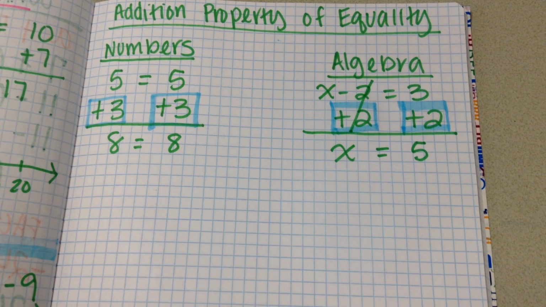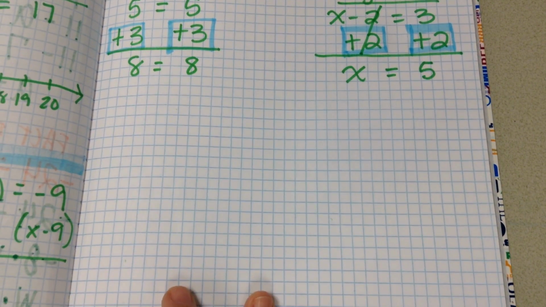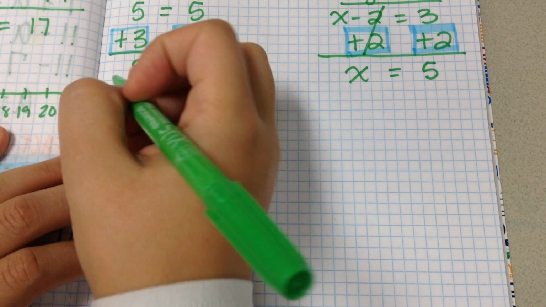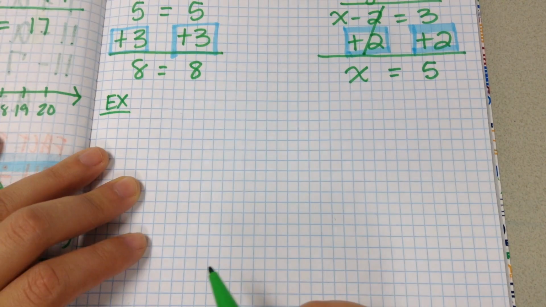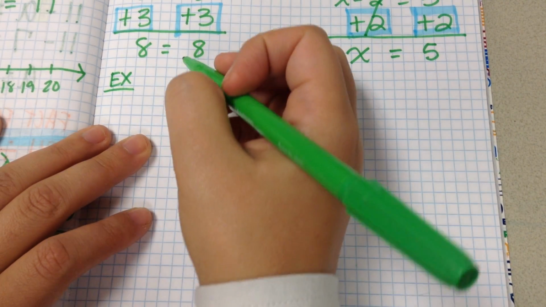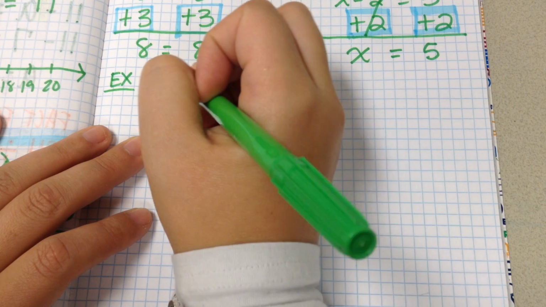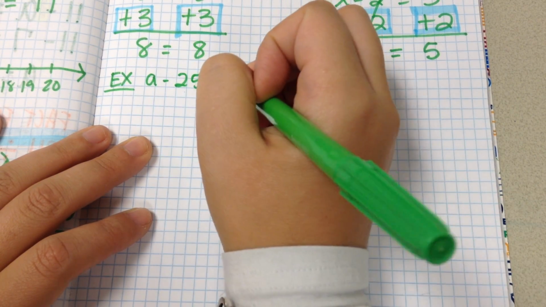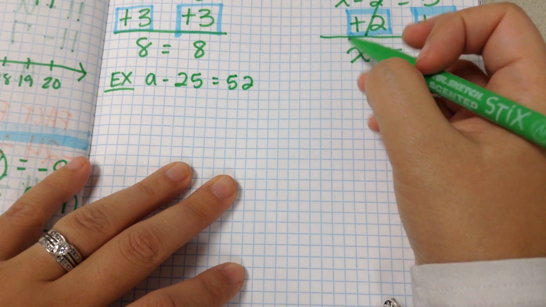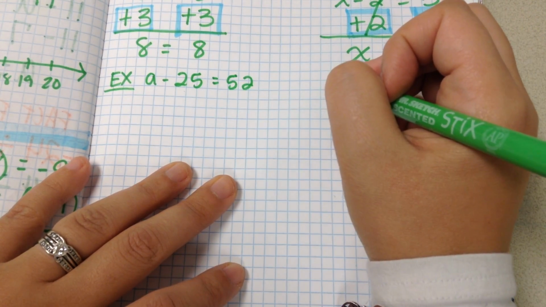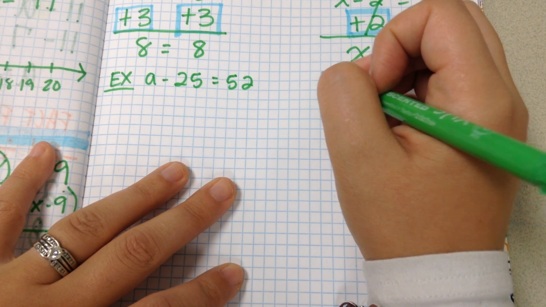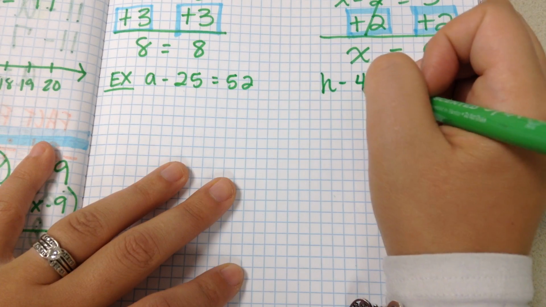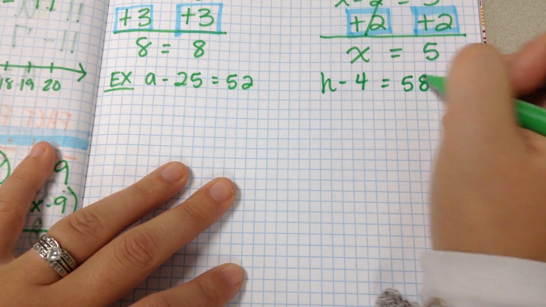Alright, let's do 2 more examples. So, let's say we have a minus 25 equals 52. And let's say we have h minus 4 equals 58. Okay.